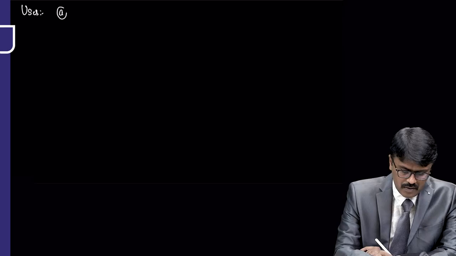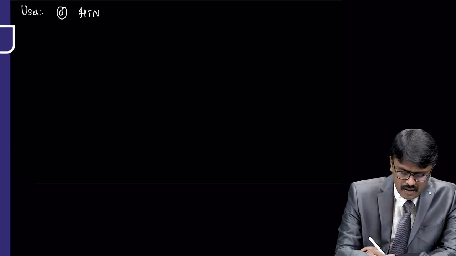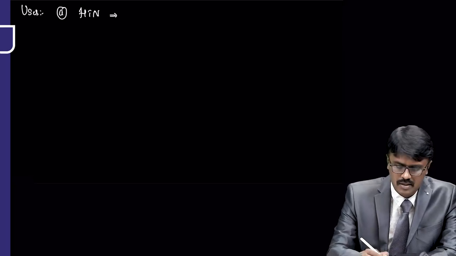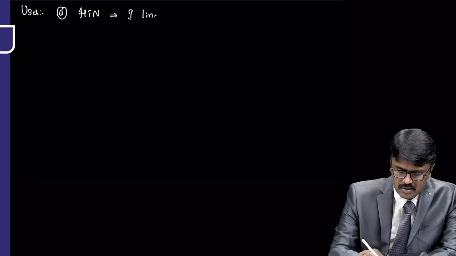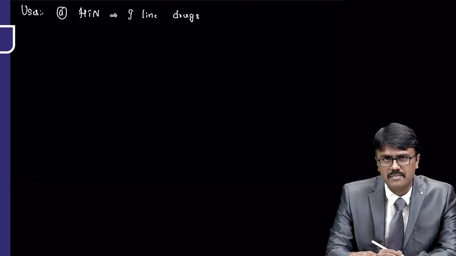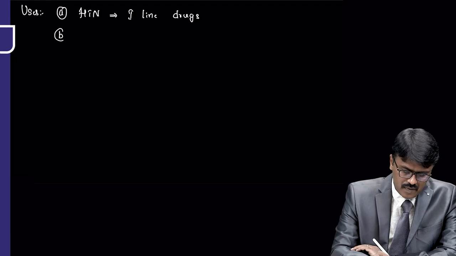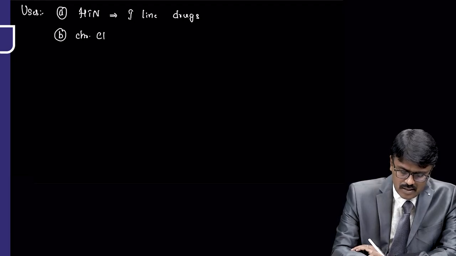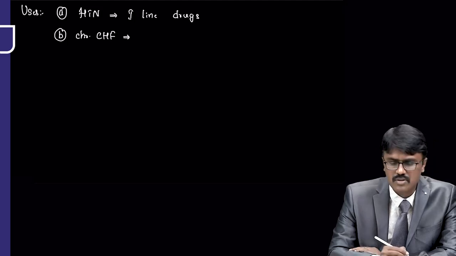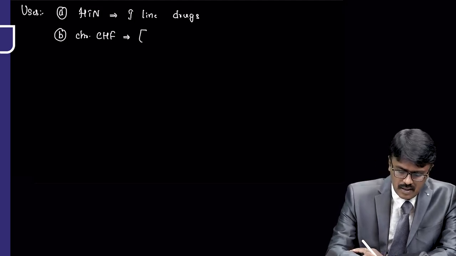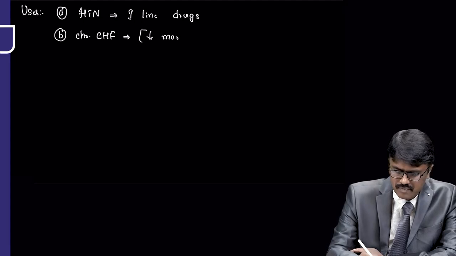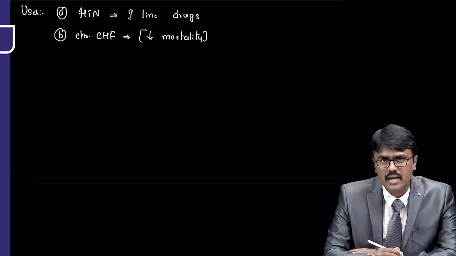Now moving on to the uses. Where to use these drugs? I told you they are used in hypertension. HTN means hypertension. For hypertension, these are the first line drugs. Second, they are used in chronic CHF. Now, why are we using them in chronic CHF? They decrease the mortality. The culprit for mortality is aldosterone, and they decrease the activity of aldosterone.